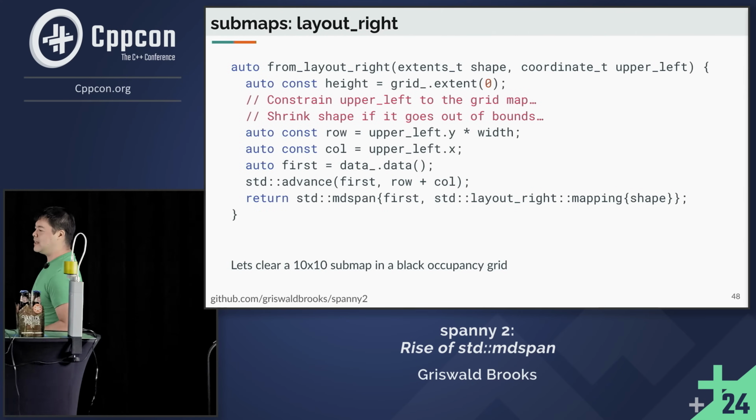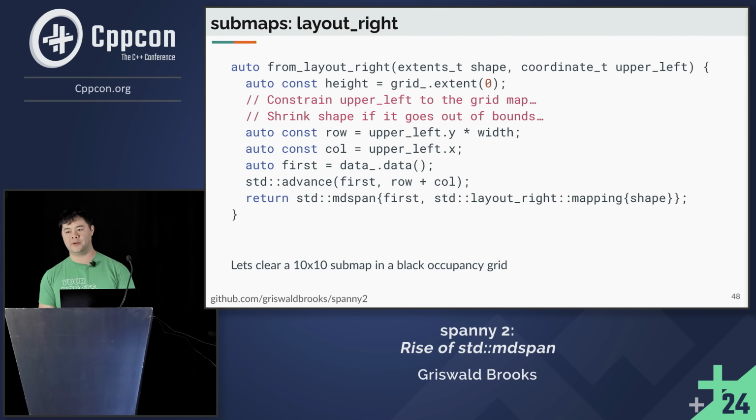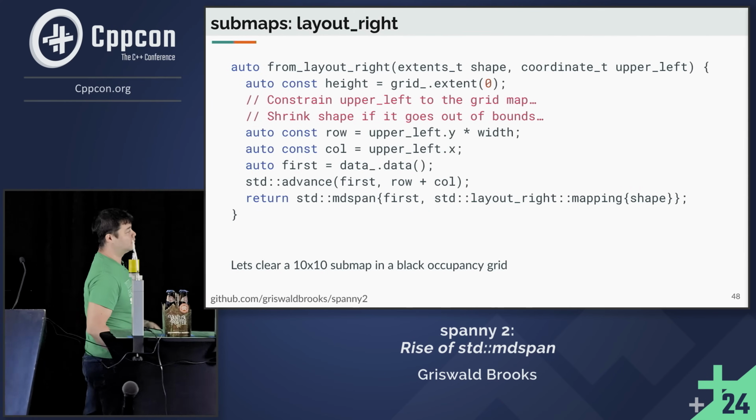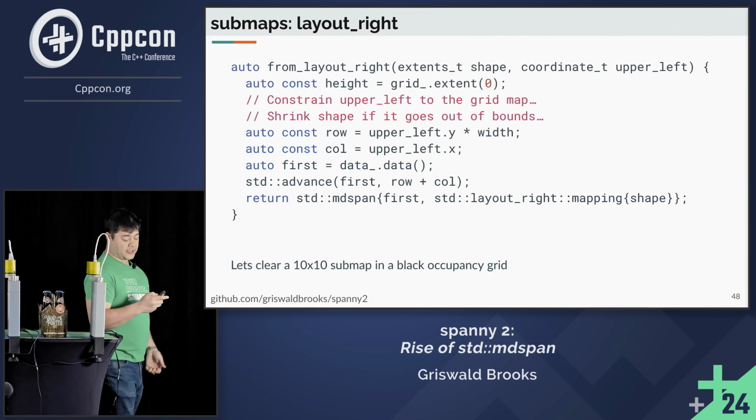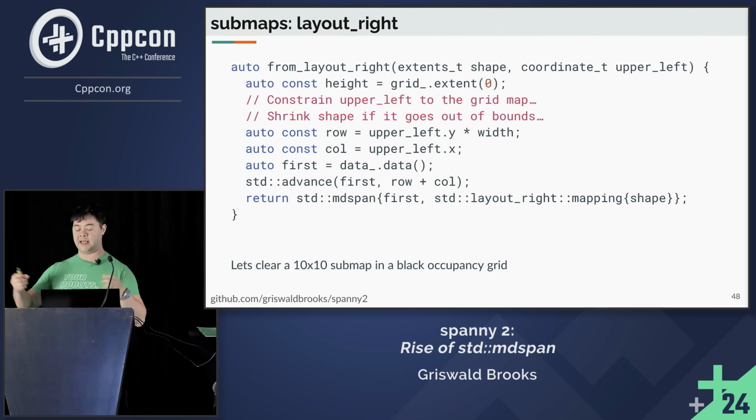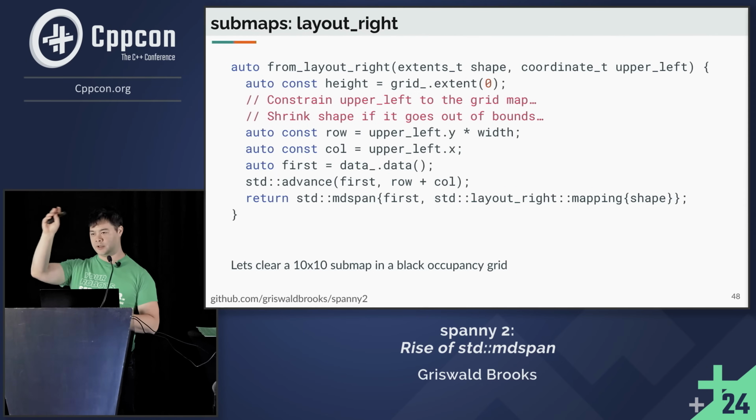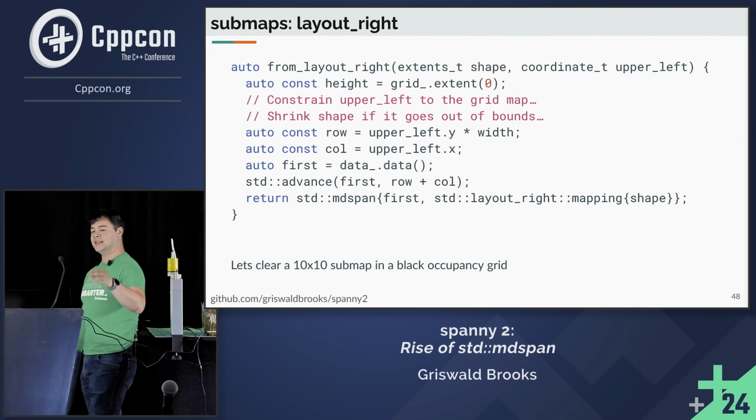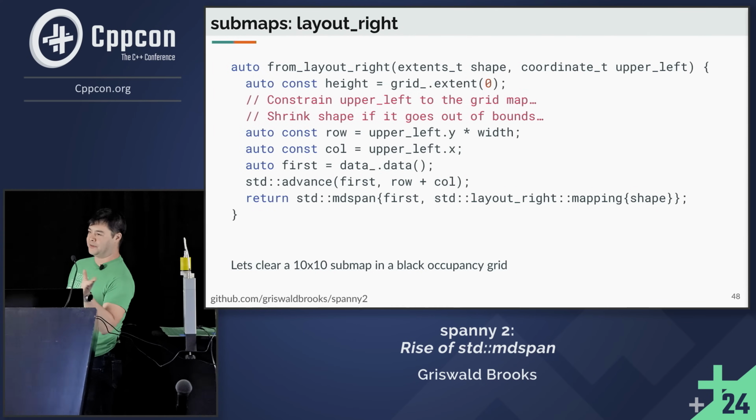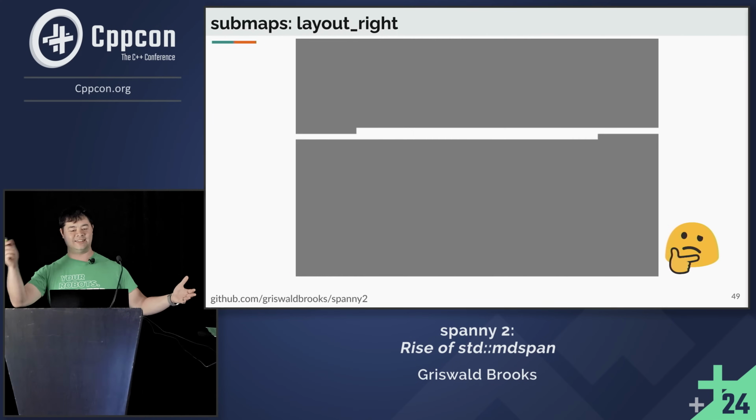So how would we get a submap? Well, let's go to our handy friend, layout right. Should be pretty straightforward. That's how we get a piece of a dimension. So we're going to take the shape, a 10 by 10 little window. Get the place we want it, upper left-hand corner somewhere in the bigger map. Get that extent. Come up with that row and column. Advance the pointer so we're at the first spot. Make our layout. Give it the shape. Should be great.